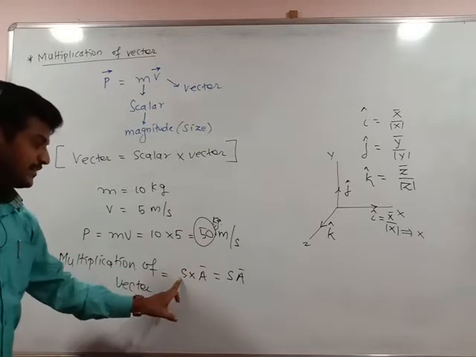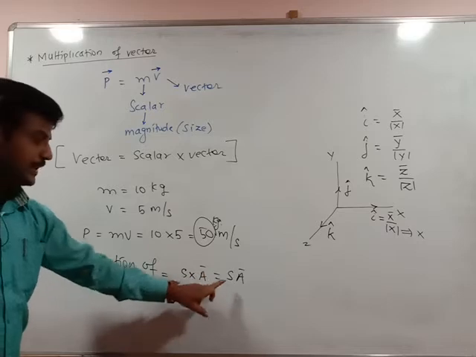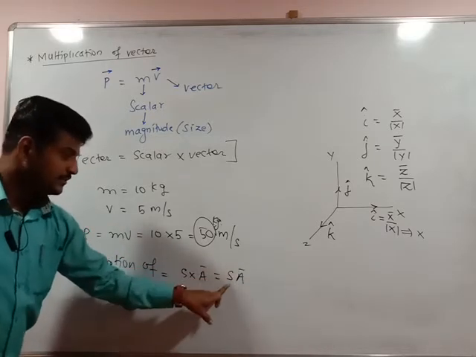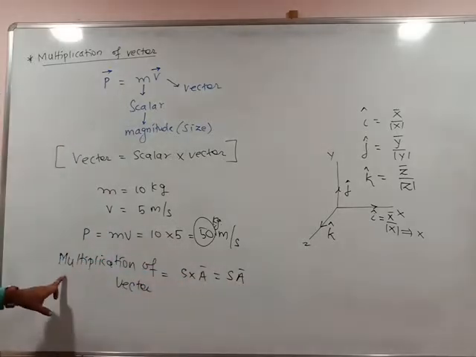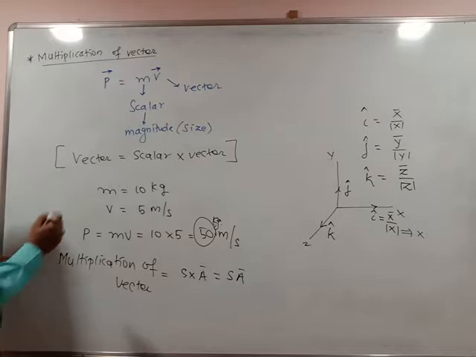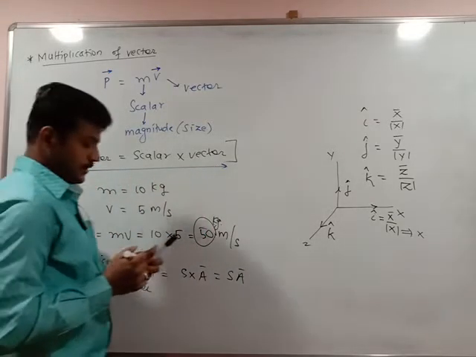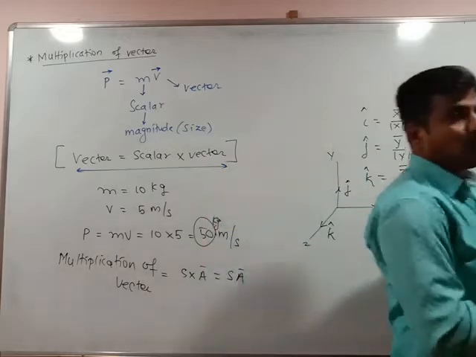But even S into a bar, that gives S a bar. So this is said to be a vector quantity. So this scalar into vector gives a multiplication of vector, which is again a vector quantity. Keep in mind, this is the important one: scalar into vector always gives a vector quantity.